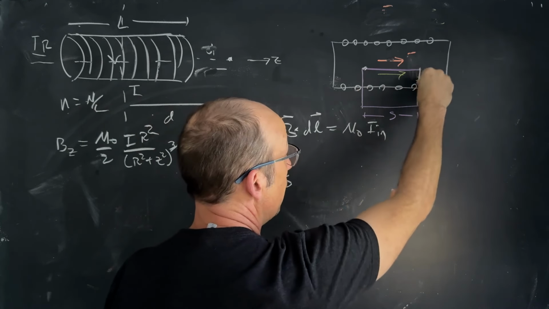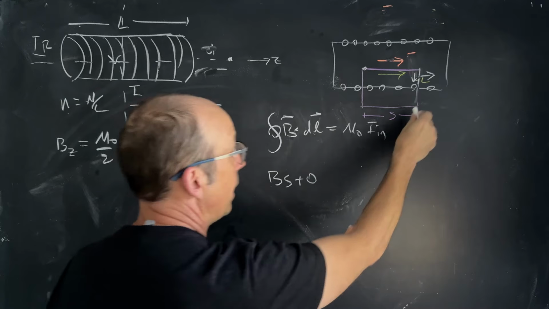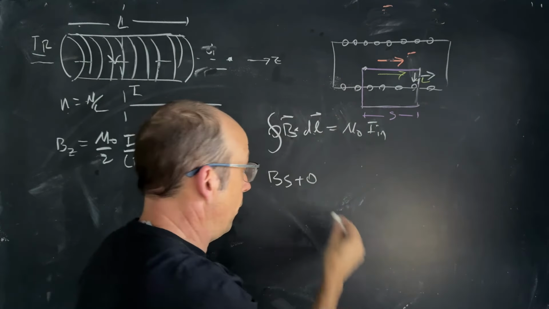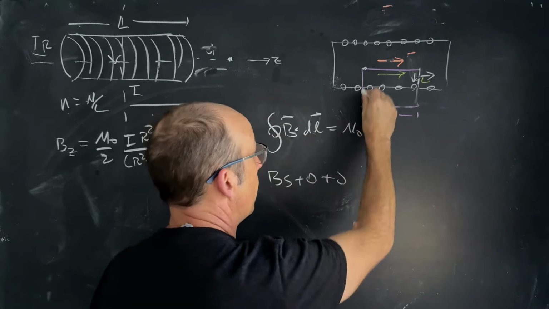Right here, now B is that way, but dl is that way. They're at right angles to each other, so B dot dl is 0. And then on this part, B is 0. So I have 0 plus 0 is 0. Now on this part going this way, we said B was 0 over there, so it doesn't really matter, 0. And then up here I get 0, and then it's perpendicular again, so 0. So B dot dl is just B times S.